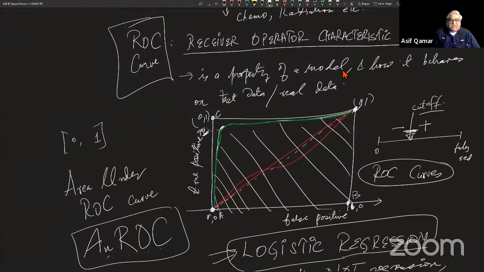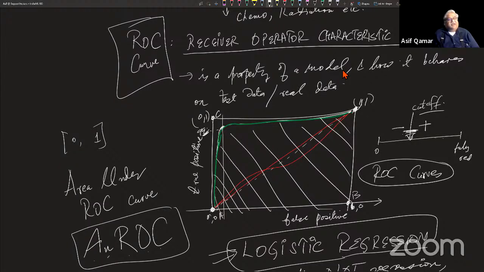ROC curve is a property of a model and how it behaves on test data, real data. And it is a curve that makes a trade-off between false positives and true positives, right? If you want to, in the limit, you can get 100% true positive in most models only if you are willing to accept a lot of false positives also, which is unacceptable. So what you do is you pick where you want to put the cutoff, right?